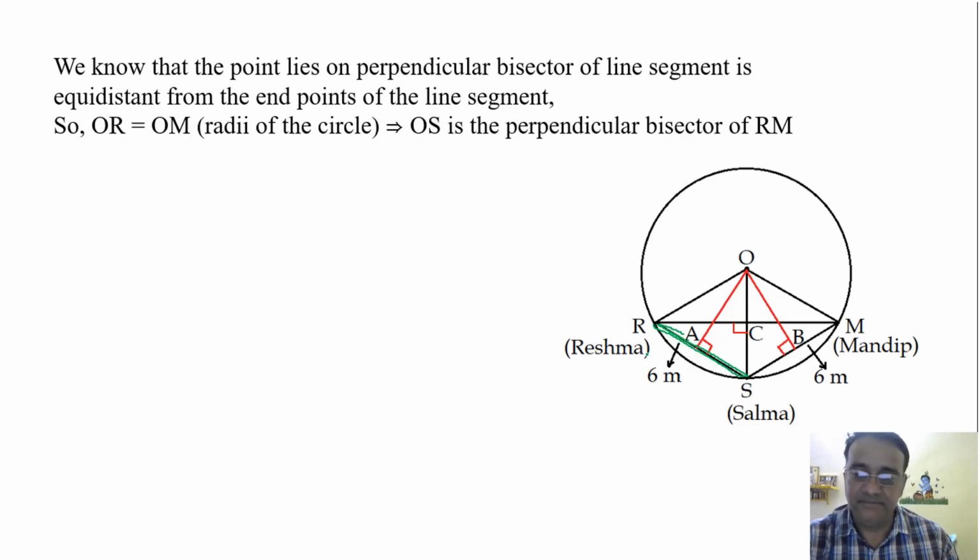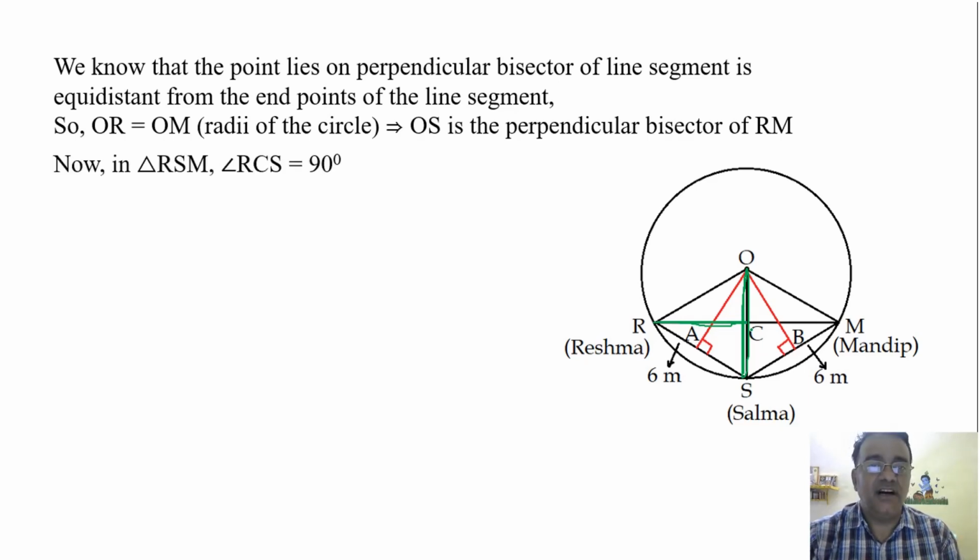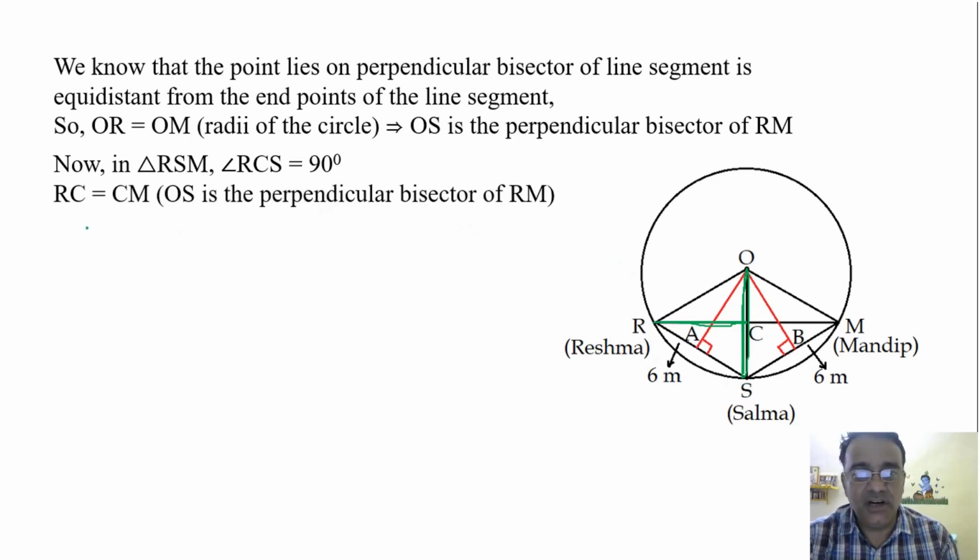Clear? Now if you take base OS, so RC will be the perpendicular height. So half into OS into RC. Whether this is clear? Right. So in triangle RSM, angle RCS is equals to 90 degree. So RC is equals to CM because OS is the perpendicular bisector of RM.